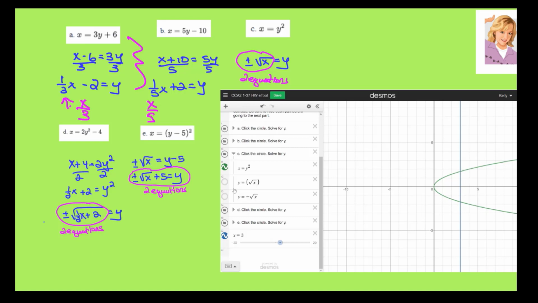Now, when you break it down and do the solving, you will get y equals plus or minus the square root of x. In a calculator, you can put them in, but you have to do two different lines. So here's the first one.